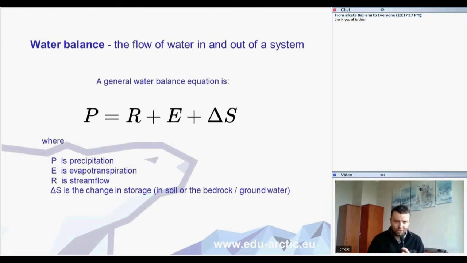So in general, the water balance equation is: precipitation equals evapotranspiration, plus stream flow, so water discharge, and plus the storage in soil or the bedrock or groundwater. So the water that falls down as precipitation equals evapotranspiration, stream flow, and storage.